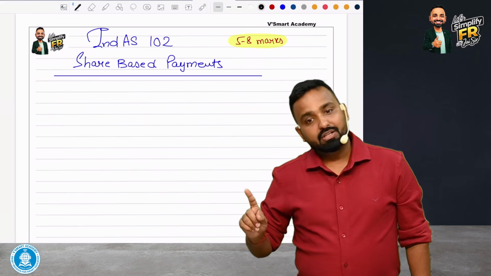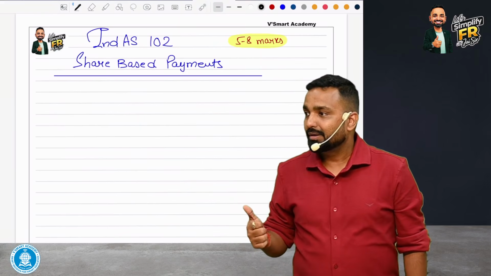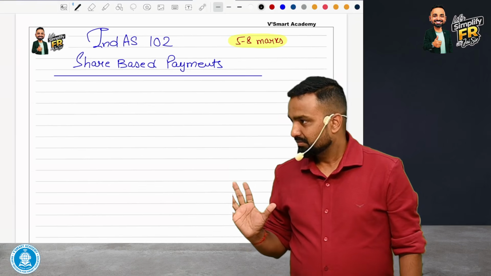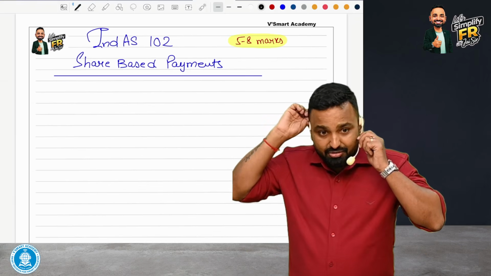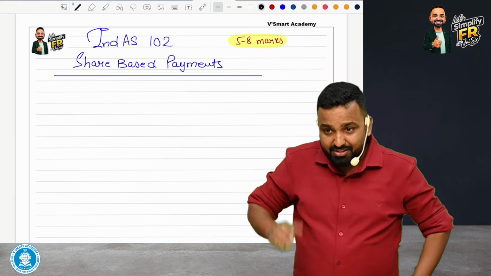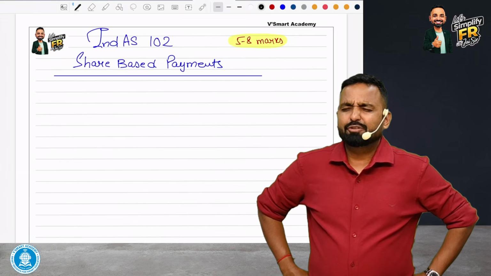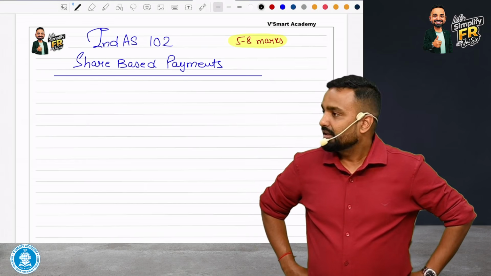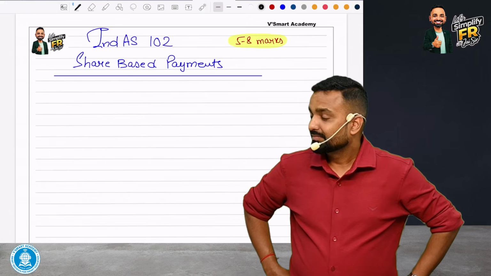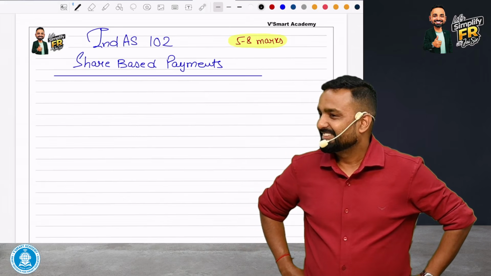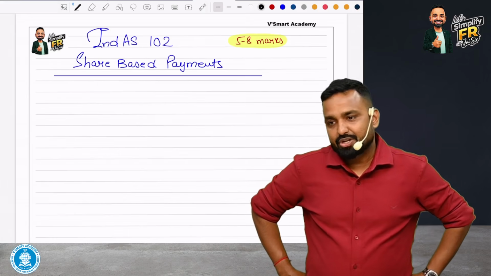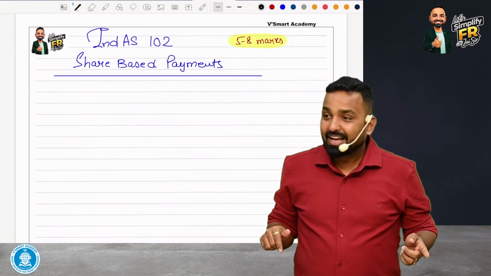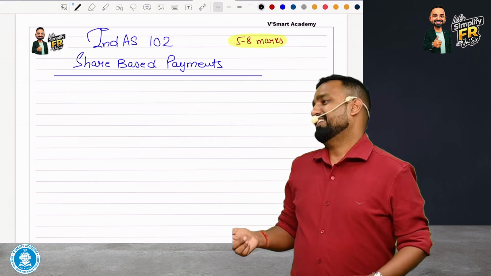Stock appreciation right. So there are two different things: one is ESOP, one is SAR. What is ESOP? Not the full form, what is it? Issuing shares. What is SAR? Payment in cash to the employees based on the share value. So we are going to understand the accounting of ESOP as well as accounting of SAR.